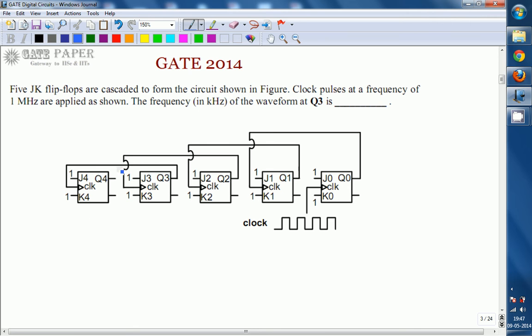That is nothing but this point. We are interested in this point. What is the value? F is equal to F at Q3. What is the frequency of Q3? We are going to calculate. And remember one thing.